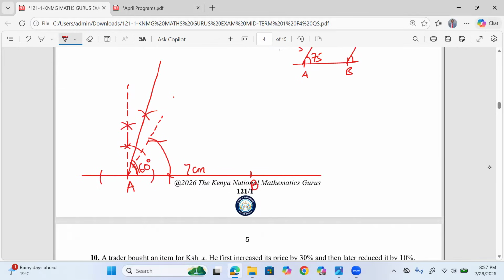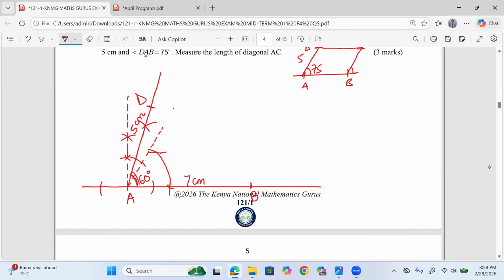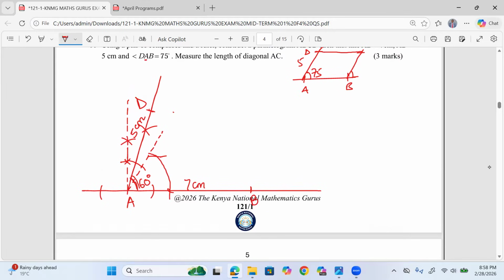So along this line now, for me to see point D, I have to measure exactly 5 centimeters. Exactly 5 centimeters. That is D. Then this is 5 centimeters. Now to proceed with this, it becomes very easy for us. Do you know why it is very easy? It's because the major construction has been done. All the major constructions have been done.